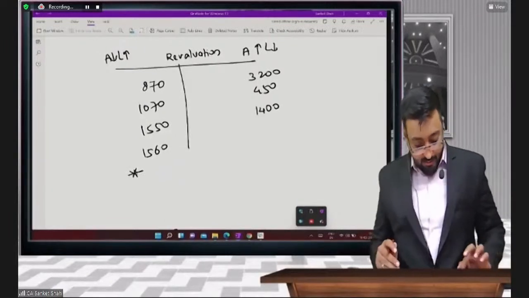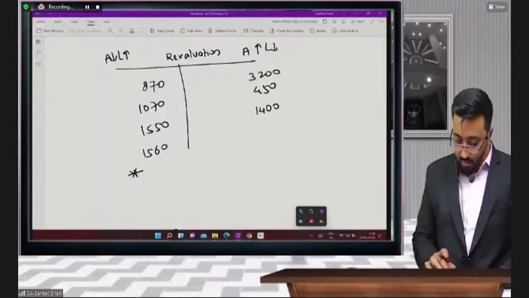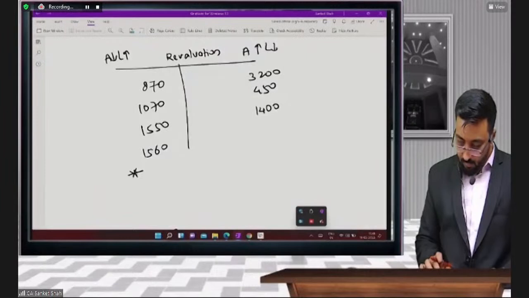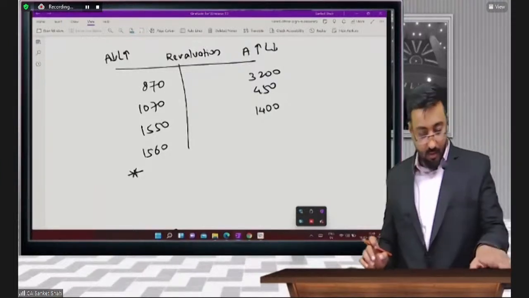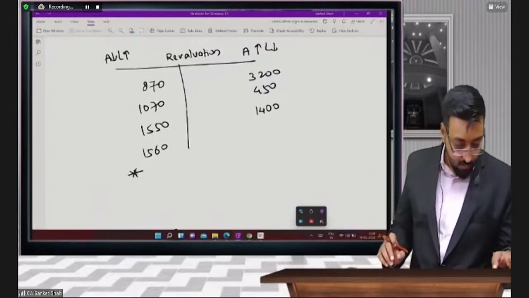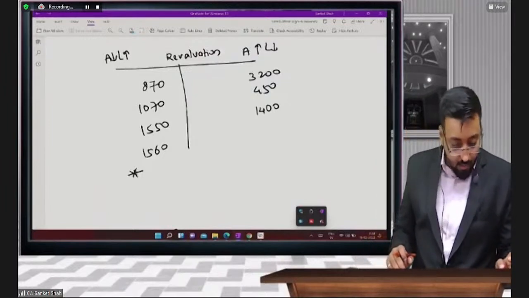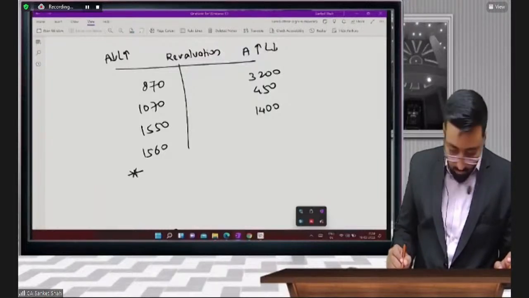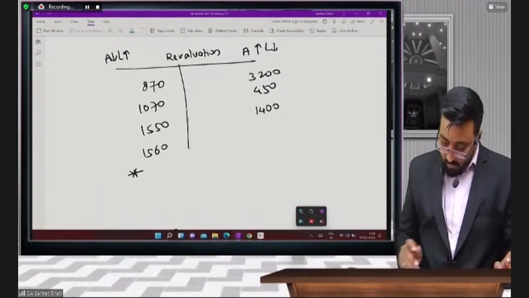So now what is the balancing figure? 3,200 plus 450 plus 1,400 minus 870 minus 1070. 1550. My answer is getting tallied. 1550. Tallied, beta?